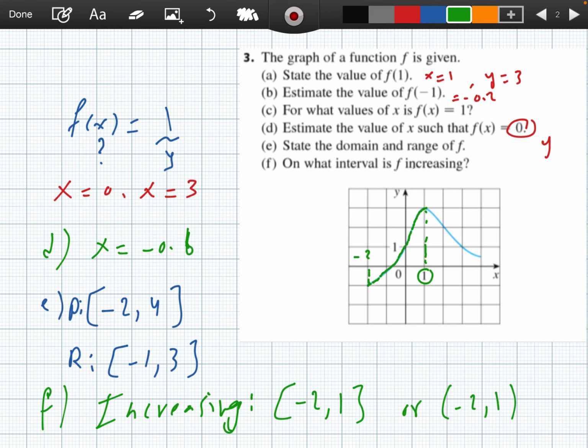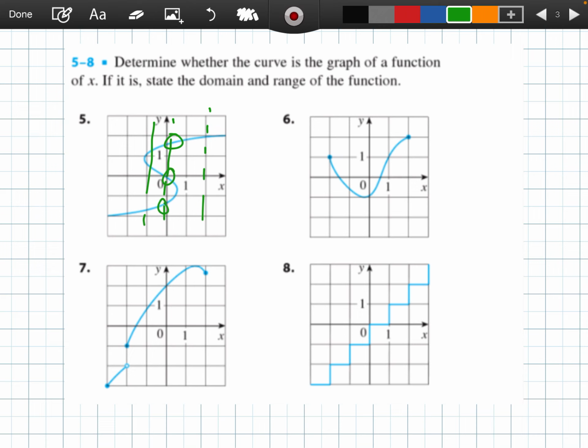And the common question: determine whether the curve is the graph of a function of x. Graphically, to know if it is a function or not, we draw a vertical line at every position. If it cuts in more than one place, then it's not a function. I see it cuts in more than one place in some places, so this is not.